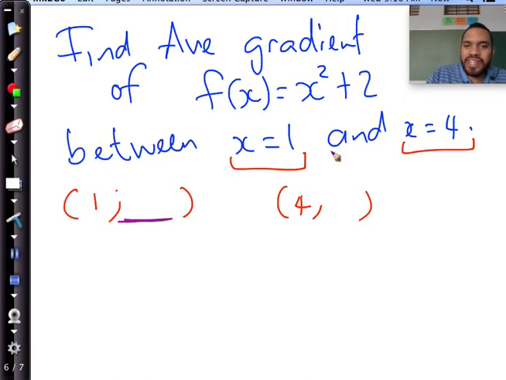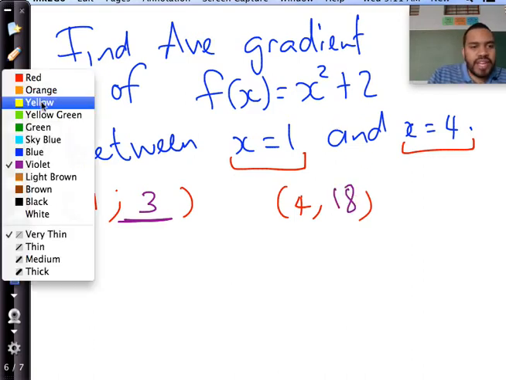Right, so you put 1 in the function. If I put 1 in x, I get 1 squared plus 2. So that's going to give me what? 3. And over here? 18. Right.